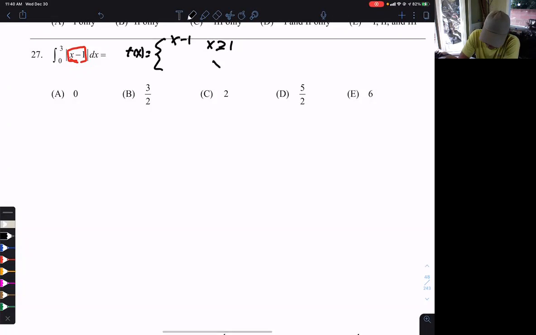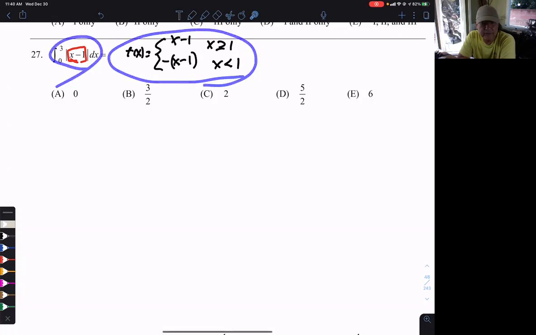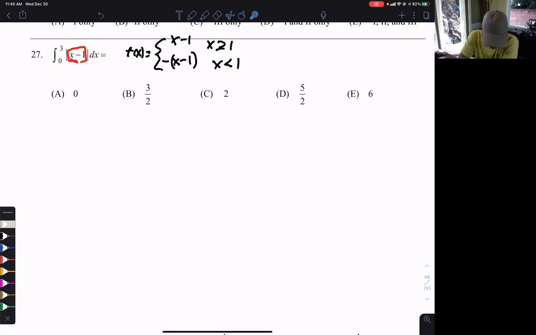Now, if the inside's negative, so if x is less than 1, this will be negative. How does the absolute value make something negative positive? It takes the opposite of it, the opposite of x minus 1. So here's the piecewise function for this function. It changes at 1.